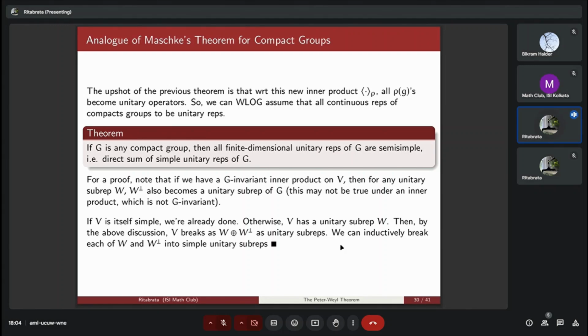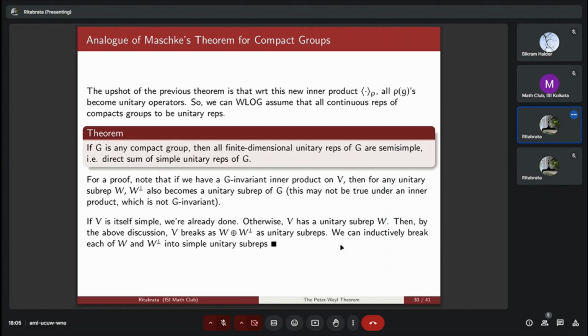Here is our analog of Maschke's theorem for compact groups. For any compact group, the finite dimensional unitary representations are semi-simple, I mean a direct sum of simple unitary representations. The proof is also very simple. If we have a G-invariant inner product, then for any unitary subrepresentation, its complement, meaning the orthogonal complement, the perp space, also becomes a unitary subrepresentation of the group. Why? Using the G-invariance, you can easily check that. I'll not show the simple calculations, the details. I don't have that much time.